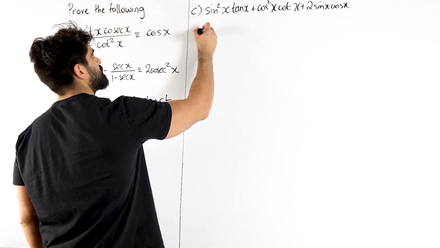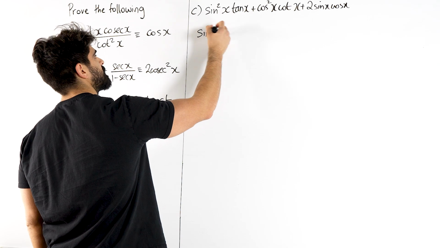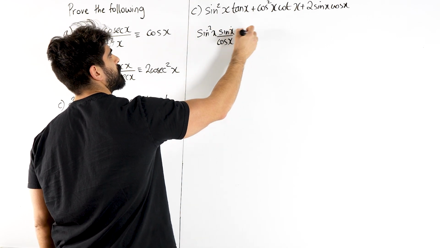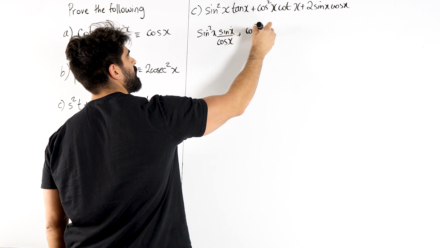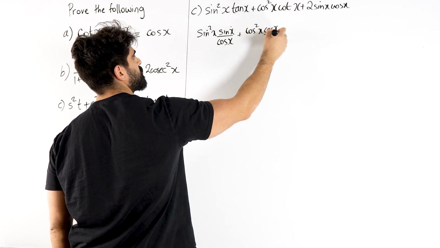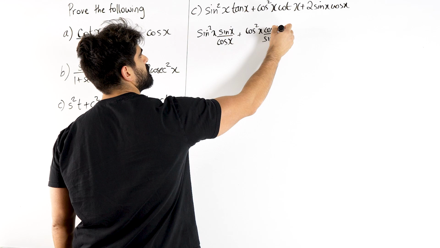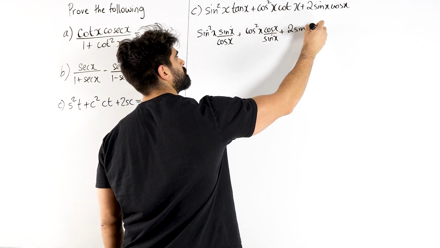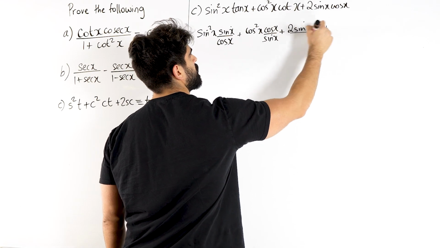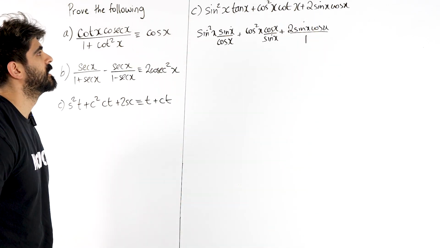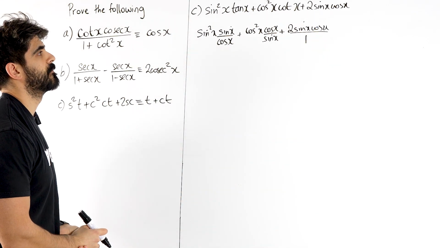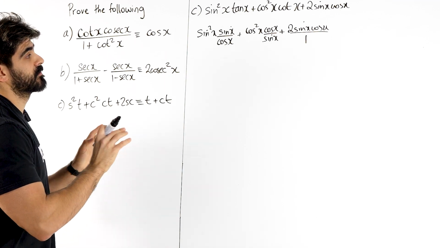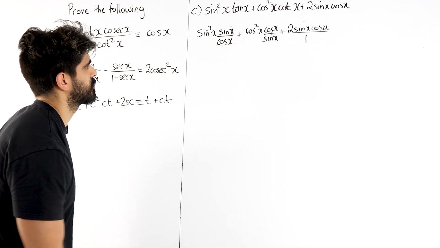So here I'm going to get sine squared x, tan is sine over cos, plus here I get cos squared x, cot is cos over sine, and then here we just get 2 sine cos. Now it's over 1, isn't it? Because my thoughts are we should probably factorize. Oh, sorry, not factorize. Bring everything into one fraction.